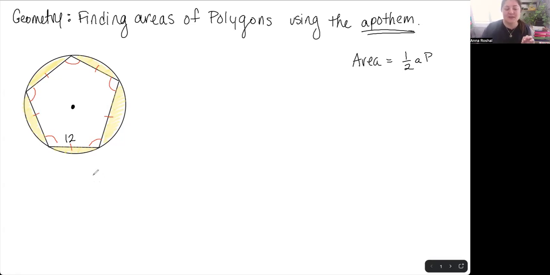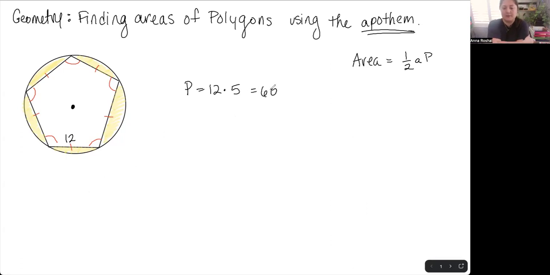Okay, so in order for us to find the perimeter, we know this side length is 12. That means all of these side lengths are going to be 12. So my perimeter is going to be 12 times 5, because it's a 5-sided shape. So that's 60.